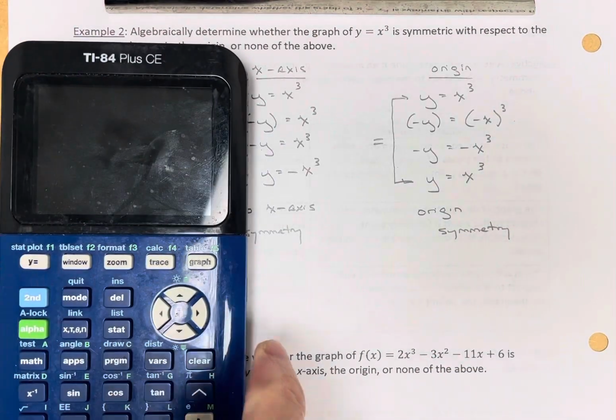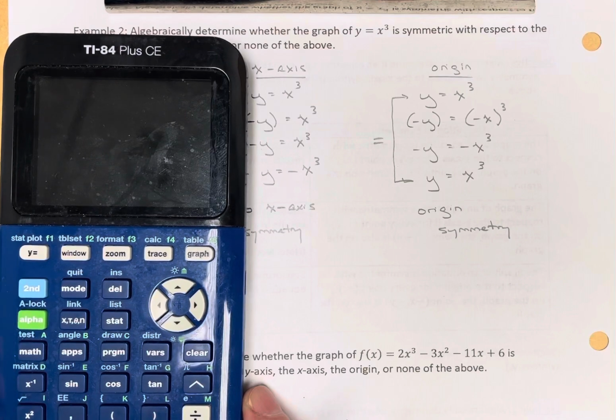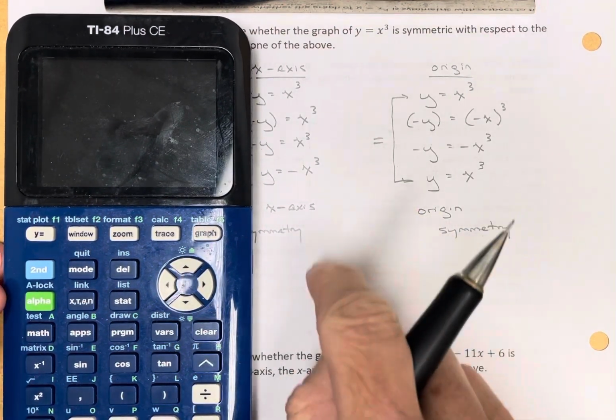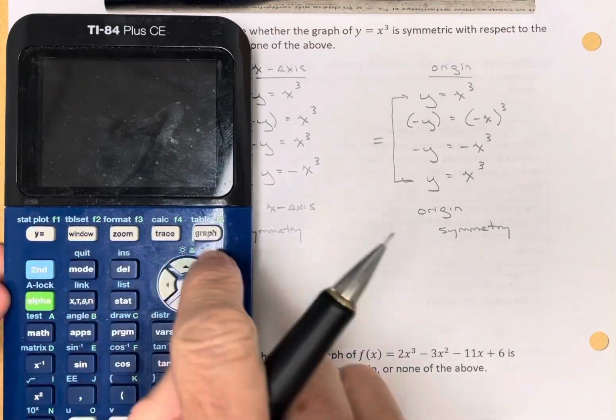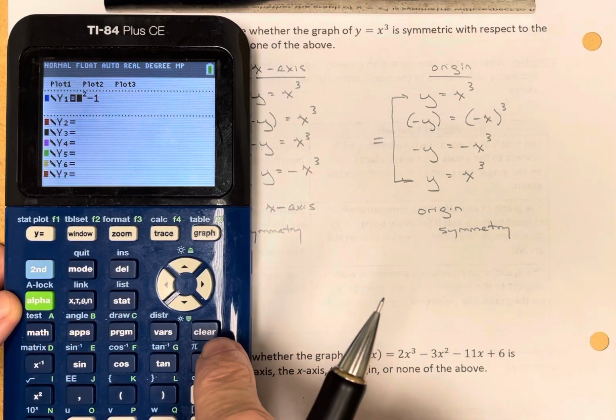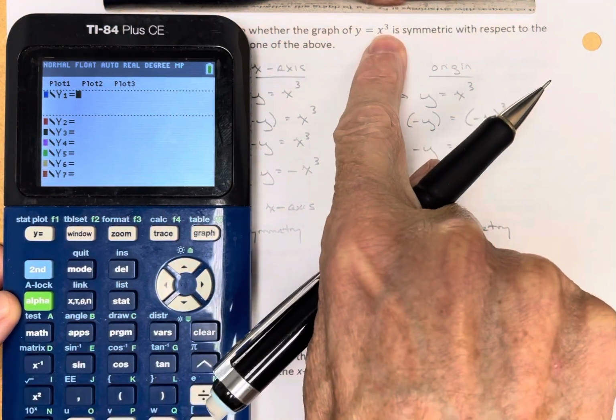Let's take a look. We'll see this with our graph. Okay, so turn it back on. Y equals, let's get rid of that previous, and let's put in x cubed.